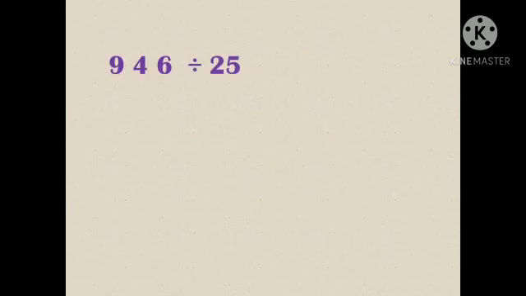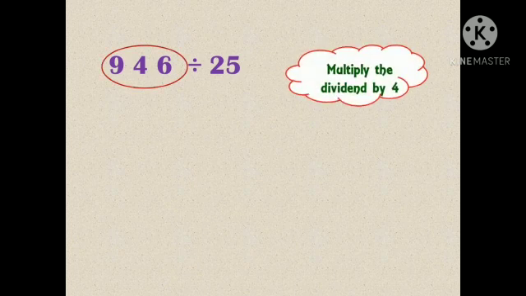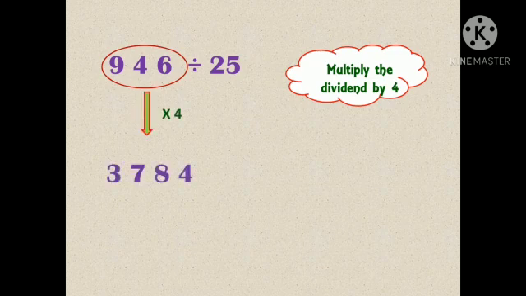Here is a problem: 946 divided by 25. If you want to use this shortcut trick, the first step is to take the dividend and multiply it by 4. In case of 5, we multiplied the dividend by 2. In case of 25, we should multiply the dividend by 4. So if we multiply it by 4, we will get 3784. This is the first step.